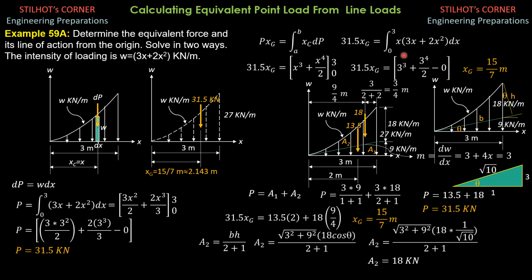And using your calculator there, computing, xg is 15 over 7 meters exactly. So the equivalent concentrated force is 31.5 kilonewtons, and the location is 15 over 7 to the right of the origin.